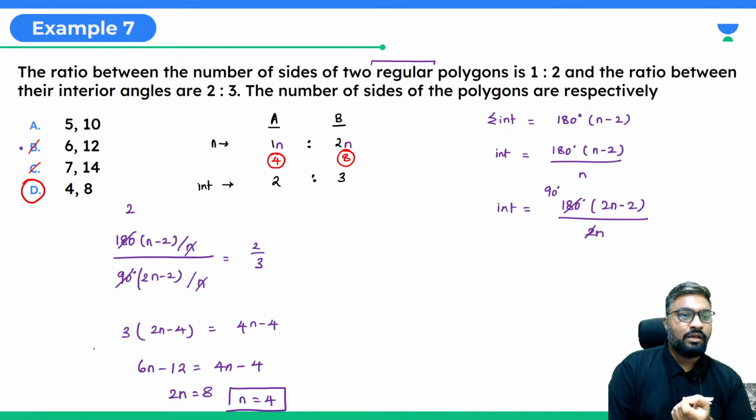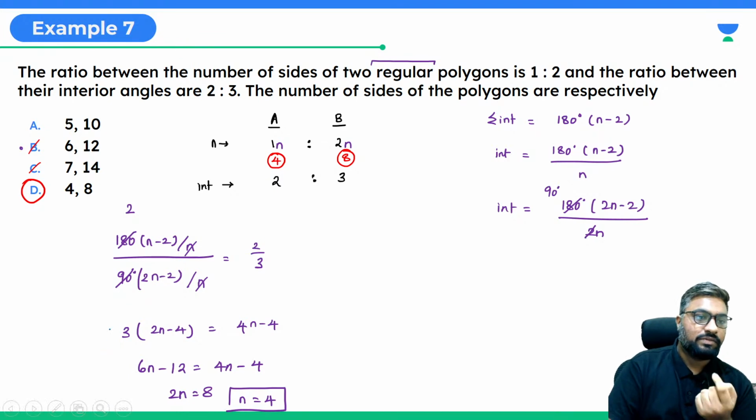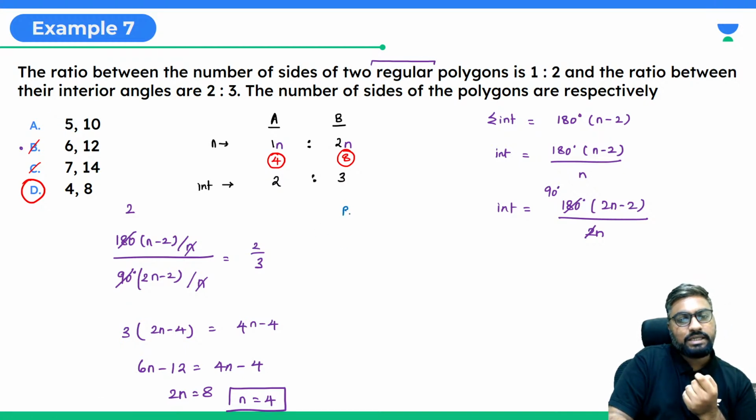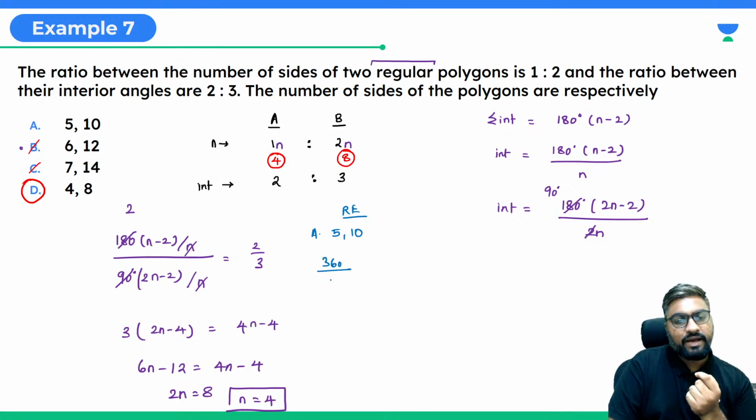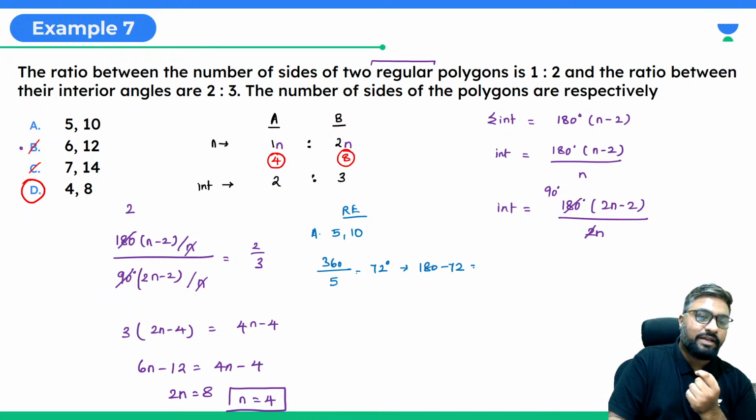What will happen? You can find out one exterior angle. For example, if you take 5, 10, we are doing reverse engineering now. Okay, trying option A. 5, 10. So the ratio of sides is 1:2. That is sorted. We can find out one exterior angle, which will be 360 by 5, which is 72 degrees. So from here the interior angle will be 180 minus 72, that is 108 degrees. Say yes if you agree.